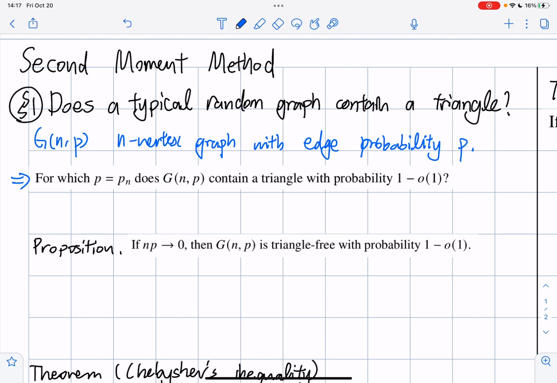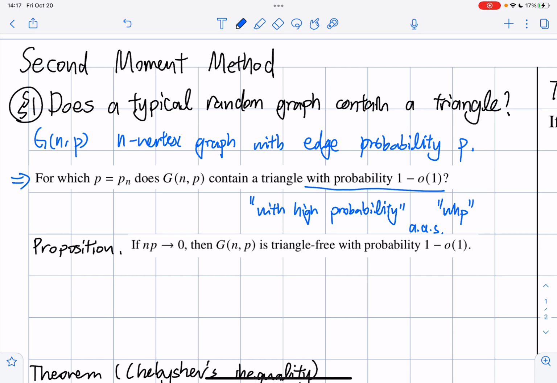minus little o(1)? We sometimes abbreviate "with probability 1 minus little o(1)" as "with high probability," or sometimes simply WHP. In some literature, it is also called asymptotically almost surely, or AAS, but we will use "with high probability" in our lecture.